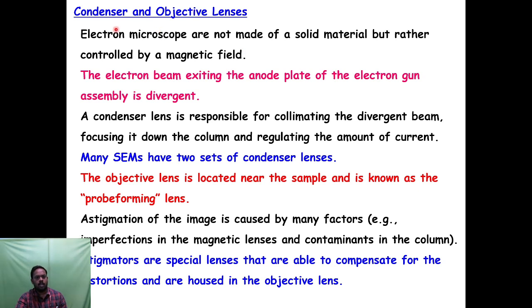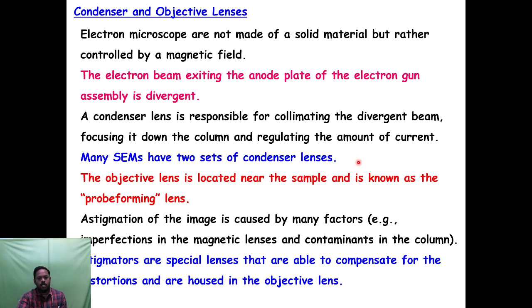So what is the purpose of having the condenser and objective lenses? The electron microscopes are not made up of solid material. Actually, the optical microscopes are made up of solid material, but the electron microscopes are not made up of solid material, but rather controlled by a magnetic field. The electron beam exiting the anode plate of the electron gun assembly is divergent. So that beam will be collimated using these condenser lenses, so that it will be focusing down the column and regulating the amount of the current.